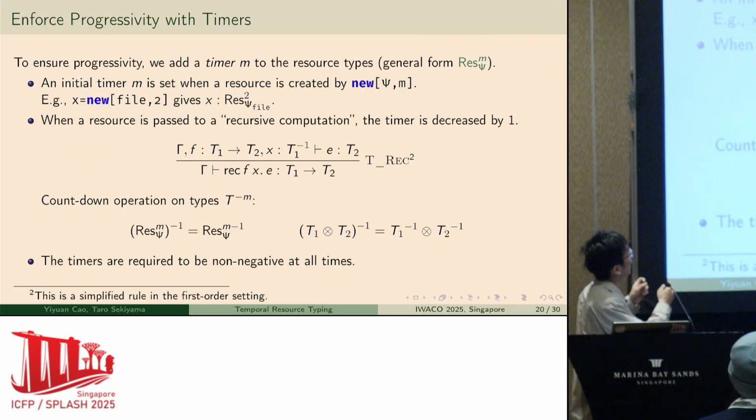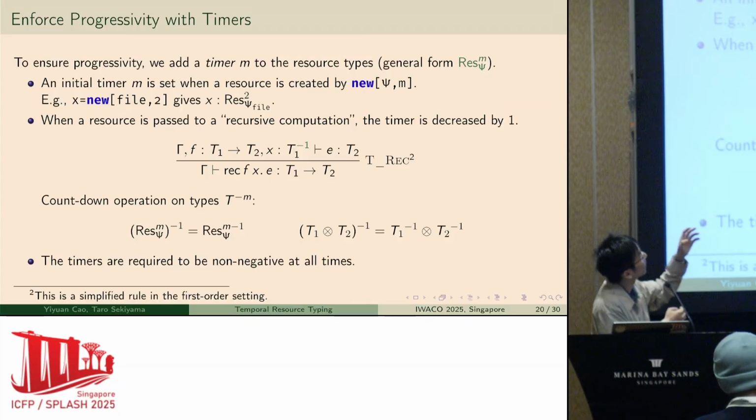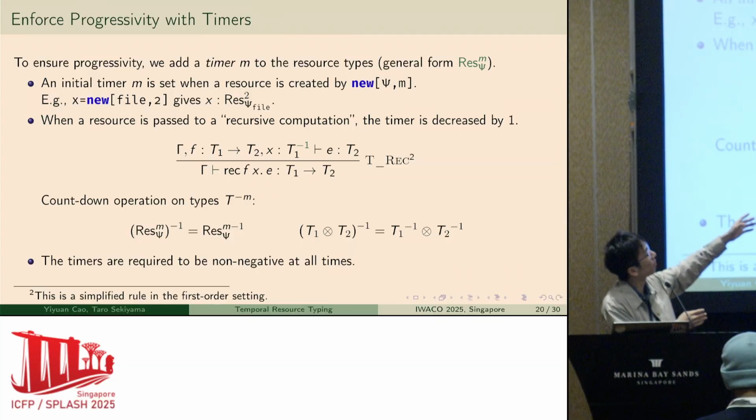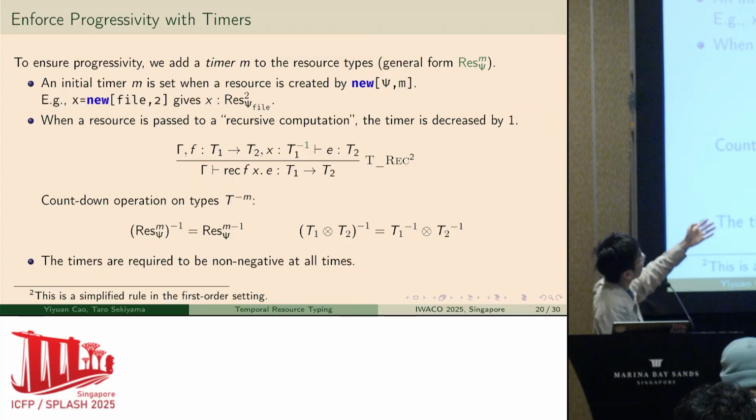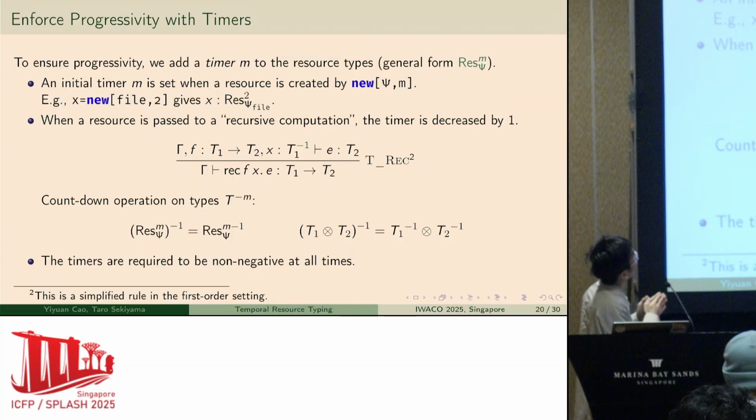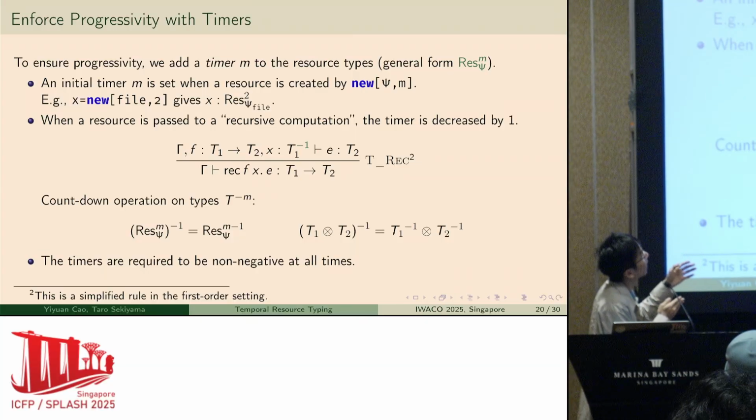So, as demonstrated by the previous 2 examples, one invalid, one valid, we see that our core challenge is to ensure progressivity of resources using types. Our solution is to add a timer to the resource types, and its general form is of resource, with a subscript of its temporal specification and a superscript of its current timer. When resources are created using the new construct, they are assigned a temporal specification as well as an initial timer.